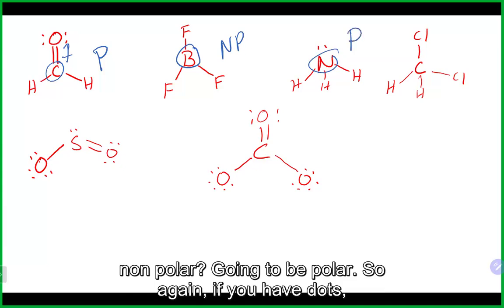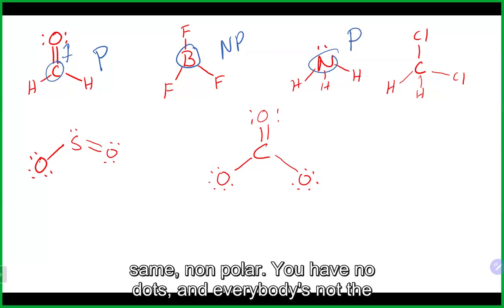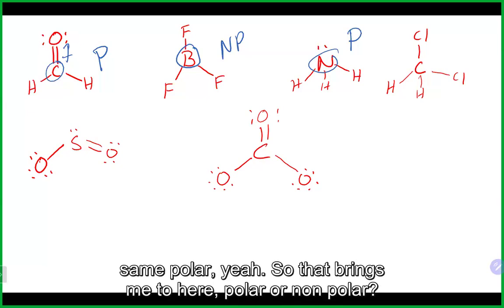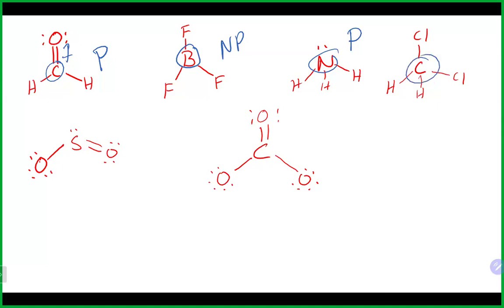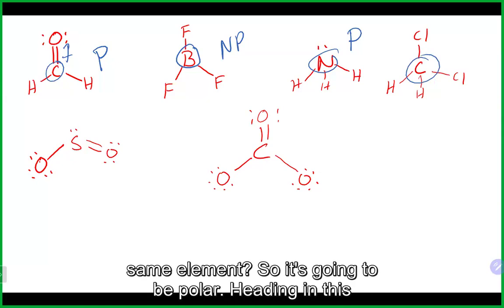So again, if you have dots and everybody's the same, polar. If you have no dots and everybody's the same, non-polar. If you have no dots and everybody's not the same, polar. So that brings me to here. Polar or non-polar? Dots or no dots? No dots. Is everybody on the outside the same element? No, so it's going to be polar.